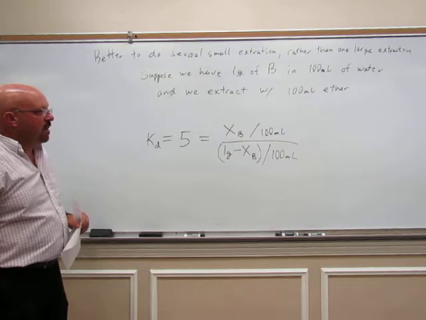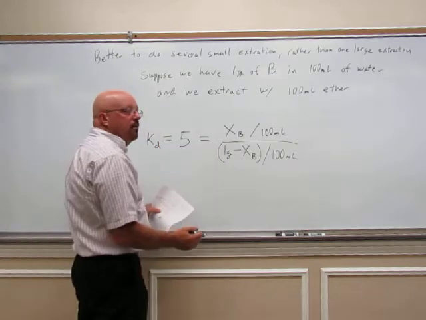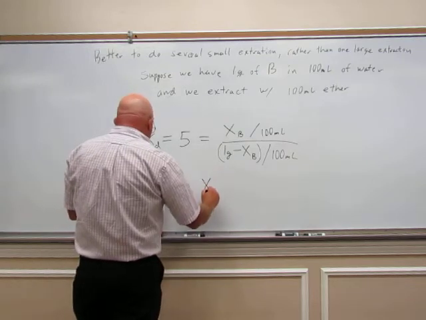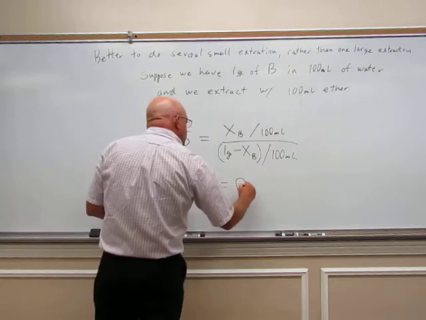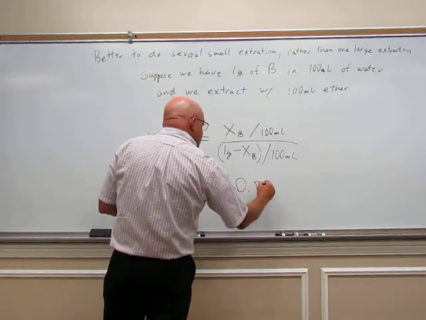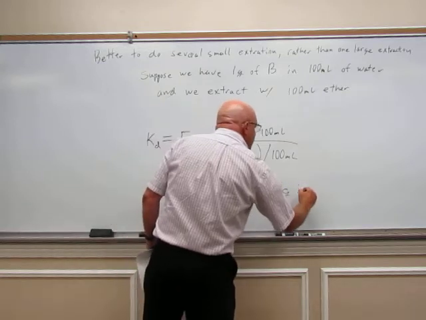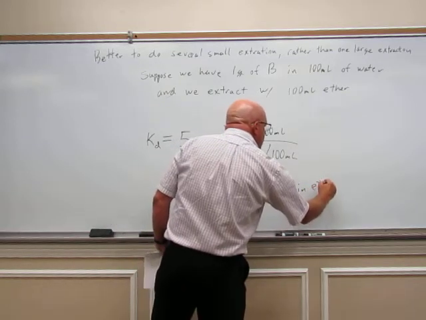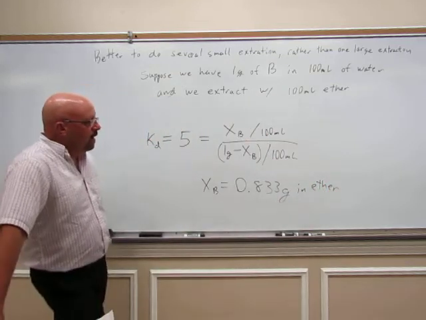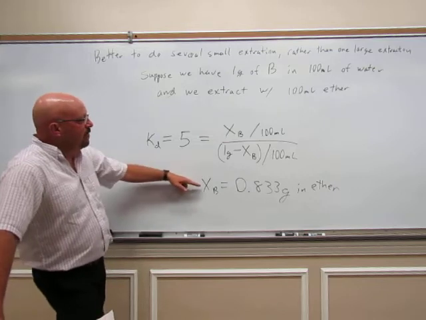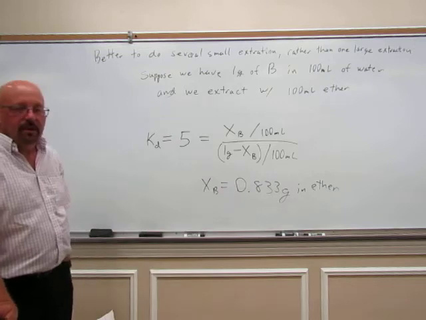Now, if you go through and solve for X, we'll see how much got extracted with the 100 milliliters of ether. And if you do the math here, we get 0.833 grams in the ether layer, the organic layer. So that's the amount that the ether extracted. We started with a gram and it extracted out 0.833 grams.